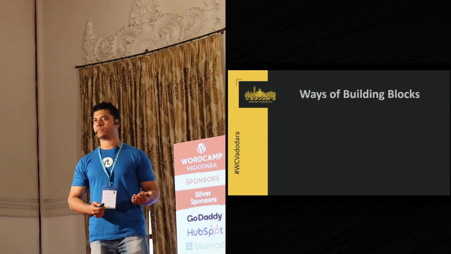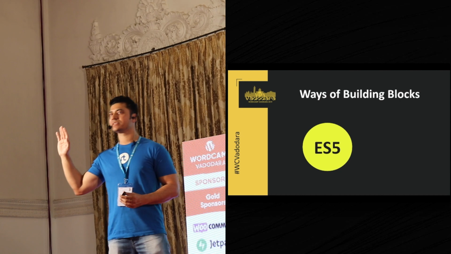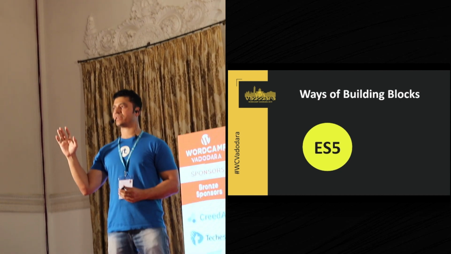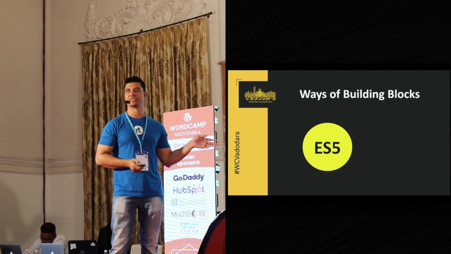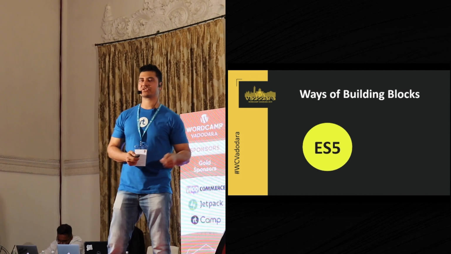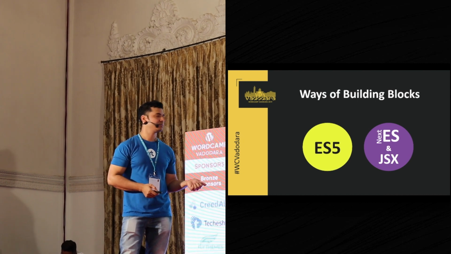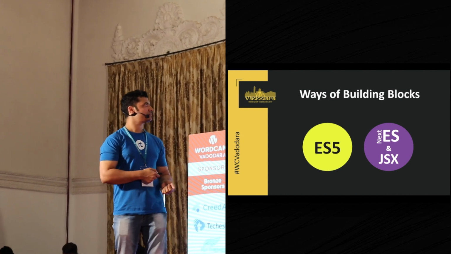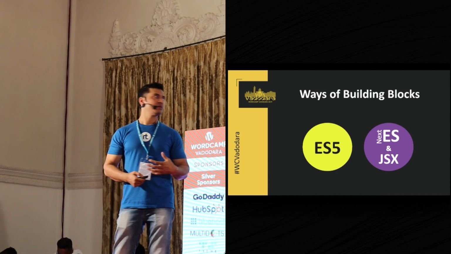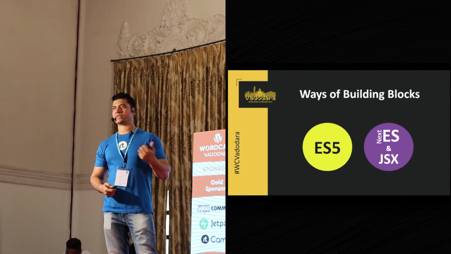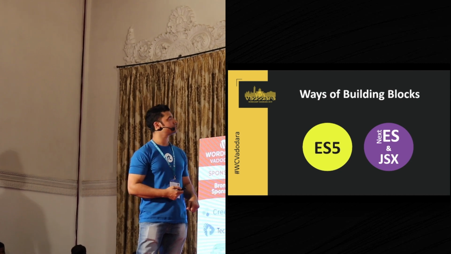There are different ways of building blocks. First one is ES5. Who knows what ES5 is? Okay, 1, 2, 3. Okay, nice. Many of you. ES5 is basically the syntax for JavaScript, considered native JavaScript. And then you have something called ES6, or you also call it ESNext and JS6. In my previous talks, I have explained about these. Since this talk is about PHP, I won't be discussing all of this. But if you want to check that out, it's there on WordPress TV. So these are two ways of building blocks.